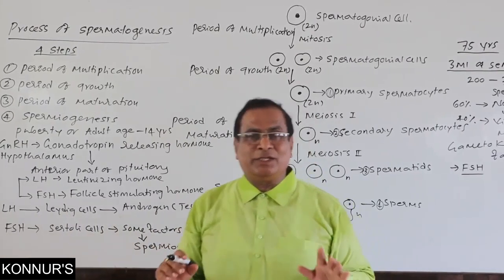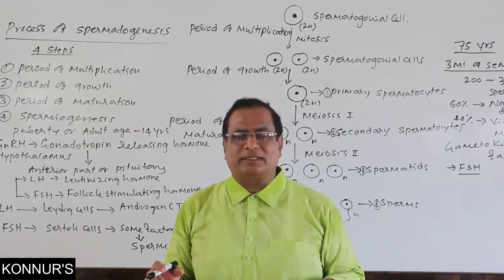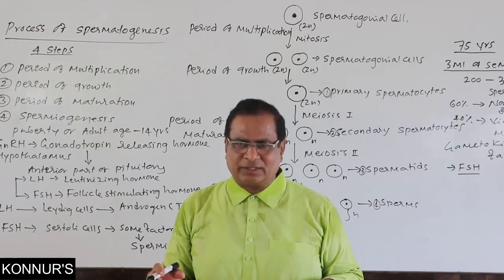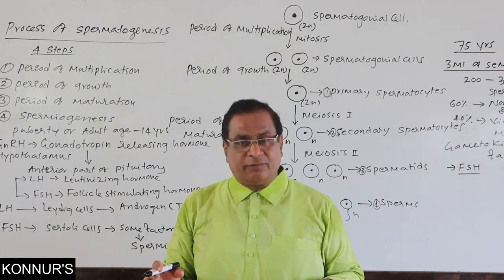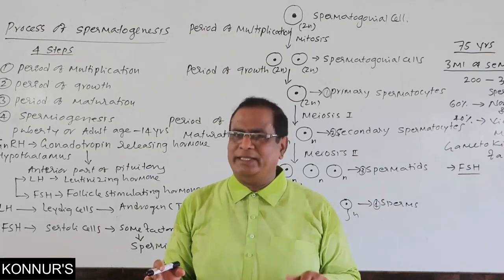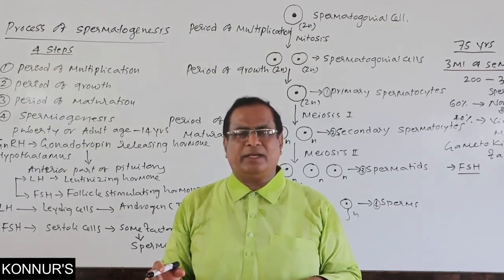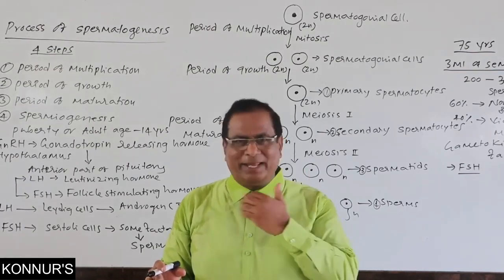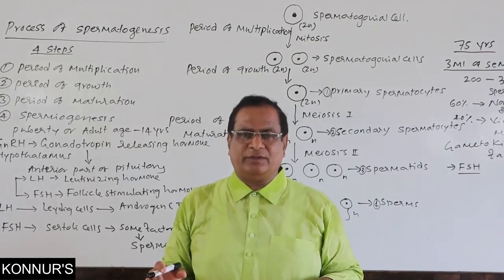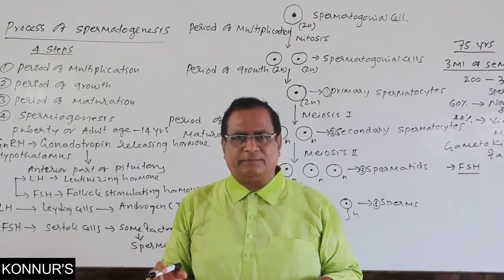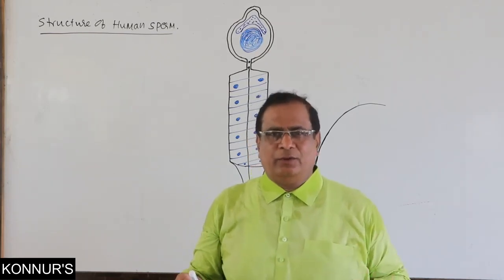And I have told about that male sex hormone, one and the only male sex hormone, that is testosterone. It even induces secondary sexual characters in case of males. Those secondary sexual characters are strengthful body, coarse voice, it means hardening of voice, and appearance of mustache and beards on the face. That is the process of spermatogenesis. Now, let us discuss the structure of human sperm.